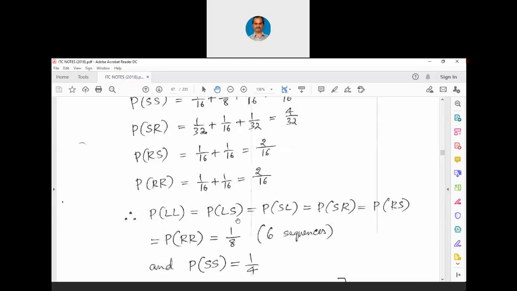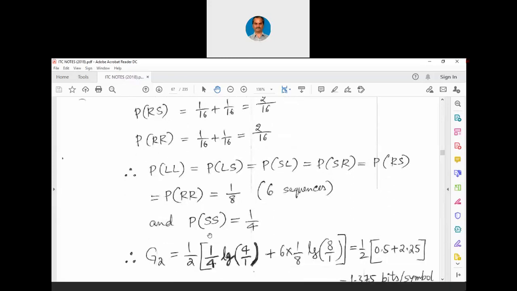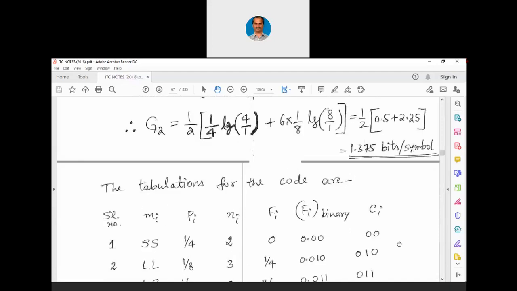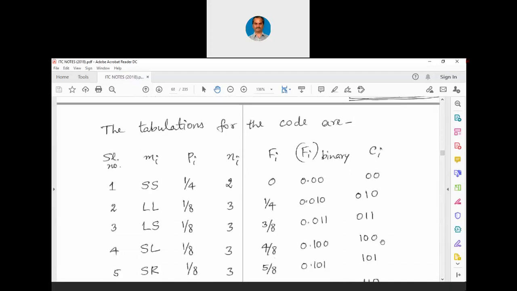So we have P of LL equals P of LS equals P of SL equals P of SR equals P of RS equals P of RR. That is nothing but 1 over 8, and we have 6 such sequences. And we have P of SS equals 1 over 4. So we can find out G2, that is 1 over n times the summation of all these terms. SS is occurring only once, that is 1 over 4 log of 4 over 1, plus the other sequences occurring 6 times. So 6 into 1 over 8 log of 8 over 1, and we get 1.375 bits per symbol. That is G2.